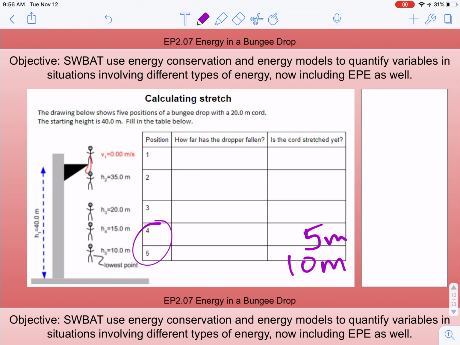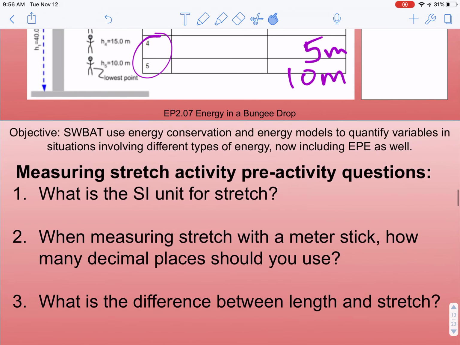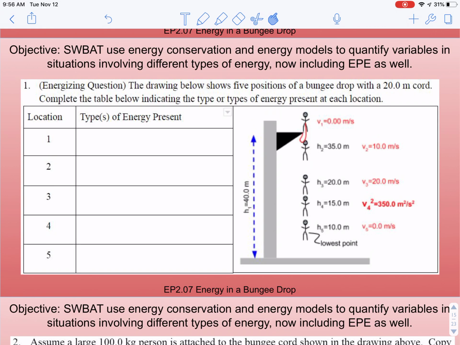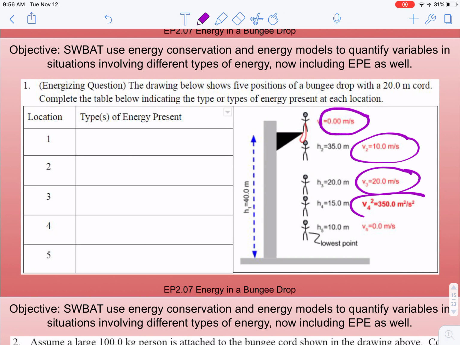Okay, so what we're going to do next, I'm going to go to the next diagram. So this is the same diagram, but what I need you to add are these. And when you get down to V4, that says V4 squared. I'll show you how to use that. And then V5 is 0, which you should know because the lowest point means speed is 0. We've talked about that once. No big deal.